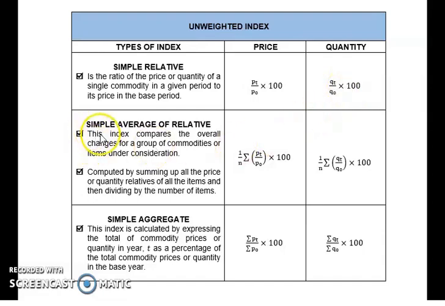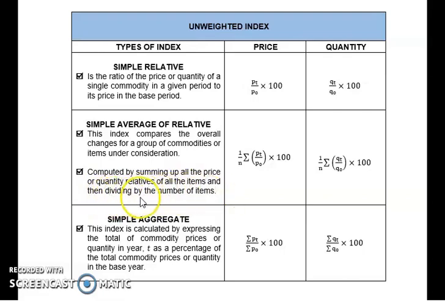Okay, now let's look at simple average of relative index. So this index compares the overall changes for a group of commodities or items under consideration. It is computed by summing up all the price. So if you look at the formula here, we total up all the price or quantity relative of all items and then divide by the number of items.